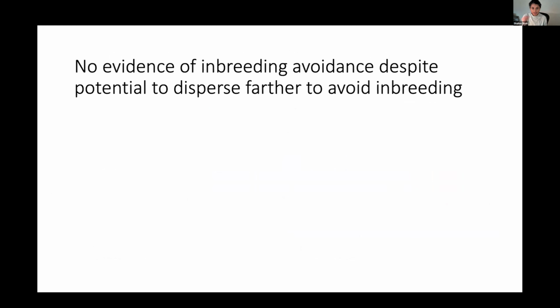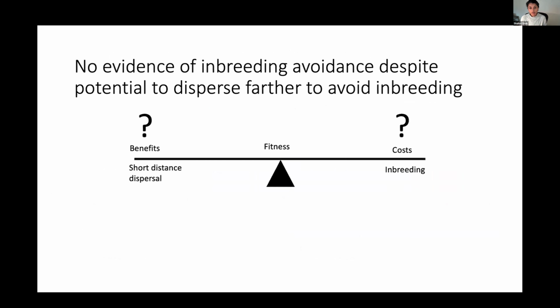So to summarize a little bit, there seems to be no evidence of inbreeding avoidance, and there even seems to be some evidence of tolerating inbreeding, which arises due to short dispersal distances. And so the question then is, how do fitness costs and benefits shake out, right? Do the benefits of short distance dispersal outweigh the costs of inbreeding?